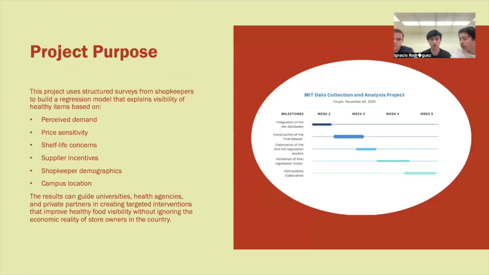Our project purpose: this project uses structured surveys from shopkeepers to build a regression model that explains visibility of healthy items based on perceived demand, price sensitivity, shelf life concerns, supplier incentives, shopkeeper demographics, and campus location. The results can guide the university, health agencies, and private partners in creating targeted interventions that improve healthy food visibility without ignoring the economic reality of store owners in the country. And we also have our Gantt structure here.